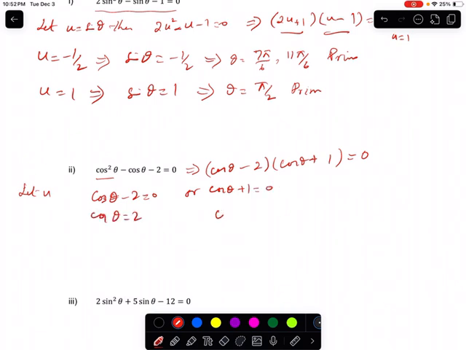Now this has no solution because we are getting cosine of theta is equal to 2, which is bigger than 1. Remember, the cosine has to stay within the interval negative 1 to 1. This one gives me only one solution, which is theta is equal to pi. So this is again the primary solution. Now if we are looking at the general solution, this will become pi plus 2k pi.